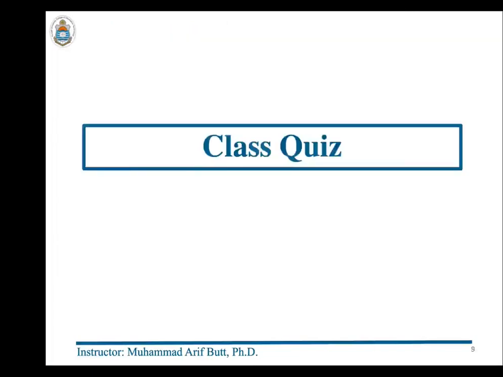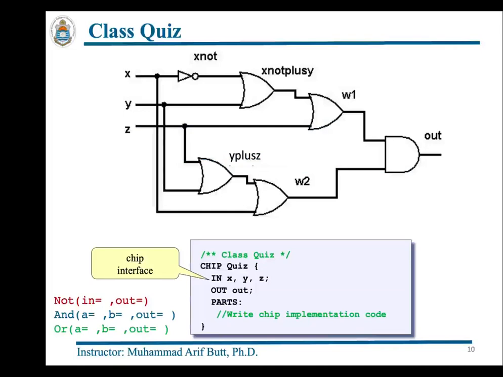Oh, okay. This is the time for a class quiz. Get ready. Okay, dear students, here is a gate level logic diagram of a combinational circuit with 3 inputs X, Y, and Z, and 1 output finally, namely out. The chip interface or the chip API or the stub file for this circuit, I have given you that file as the system architect. You can see the chip interface mentioned over here. However, the chip implementation code is missing.